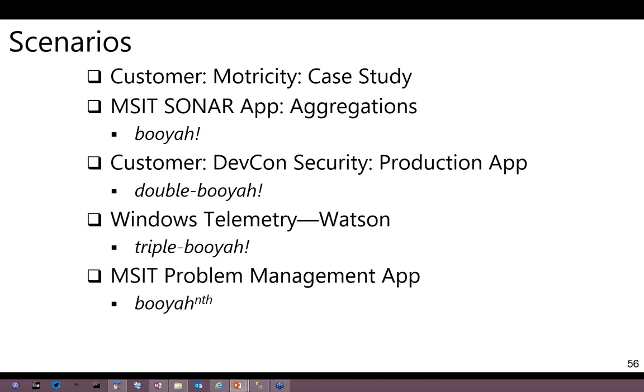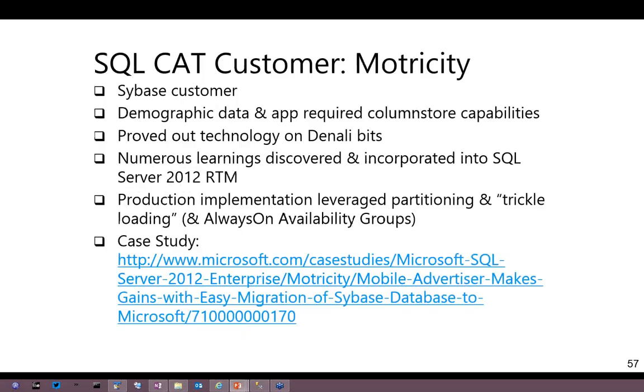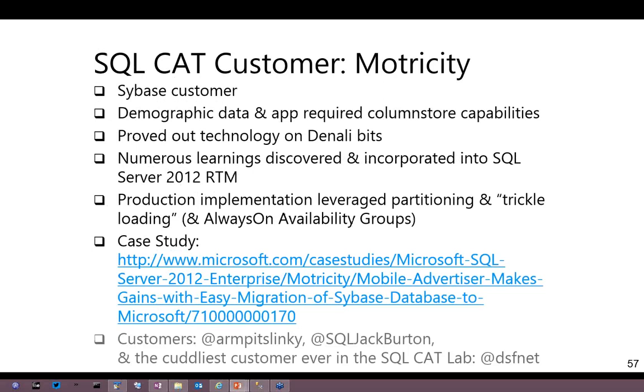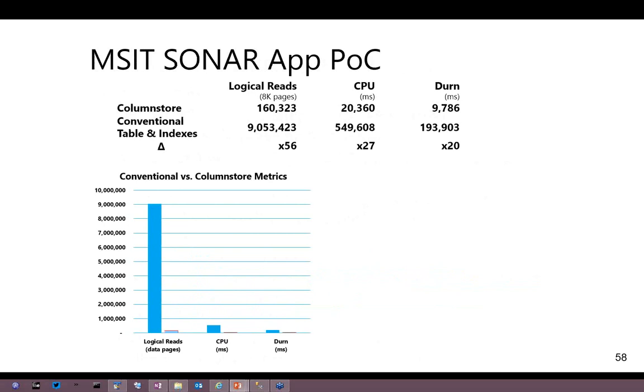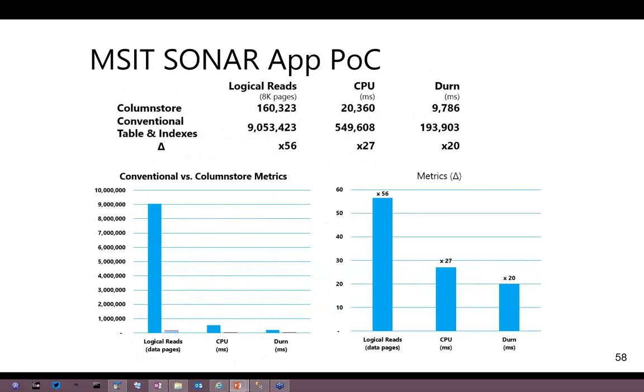Okay, folks, I have some great wins here. I'd love to share them all with you. Let's talk about a couple of them. So I'm going to skip forward a little bit. I'm going to skip my case study with a great customer called Motricity. I'm going to skip a POC within MSIT, but let me just point out, you can see the numbers on the right, 56, 27, 20 times improvement in various physical metrics. That's a nice takeaway.